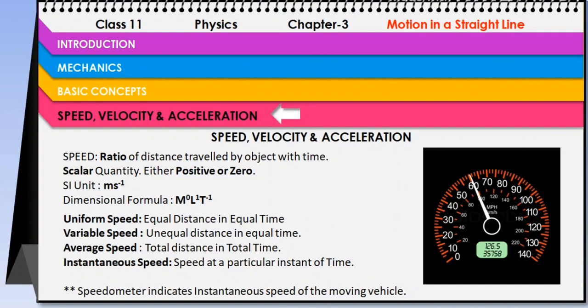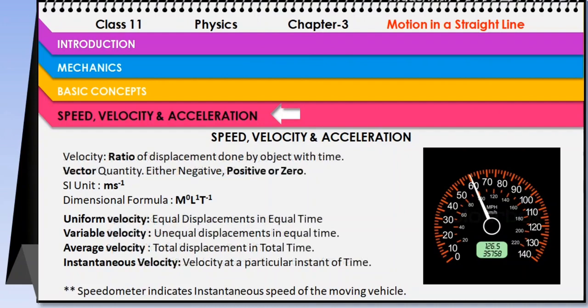The types, uniform speed. In short, I have tried to write what is uniform speed. If the object travels equal distance in equal time, it is said to be in uniform speed. Now the opposite of that is non-uniform, that is variable speed. So we will change equal to unequal. So unequal distance in equal time, variable speed. Now what is average speed? Whenever the word average is used, we will add the word total. So average speed is total distance in total time. And very important, what is instantaneous speed? The speed at a particular instant of time.